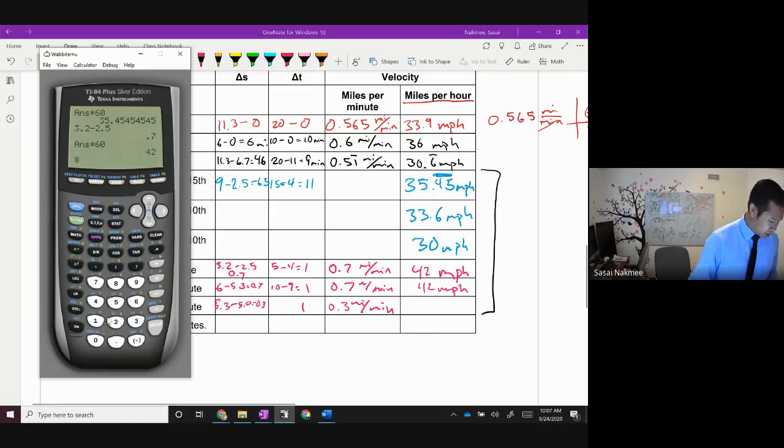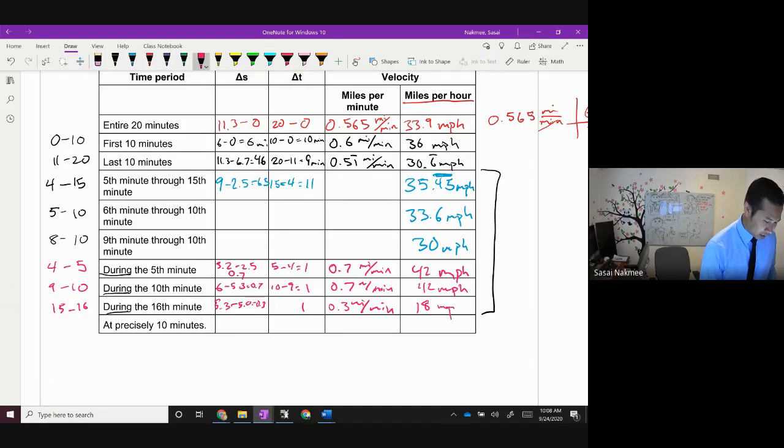So that's going to be 0.3 multiplied by 60 to tell me how fast that is in miles per hour. And the average speed for that 16th minute, this person was going 18 miles per hour. They were traveling like a snail, right? Does that mean that for the whole entire minute, they were going 18 miles per hour? What do you think? Is that what that means? For the 16th minute? Perhaps.